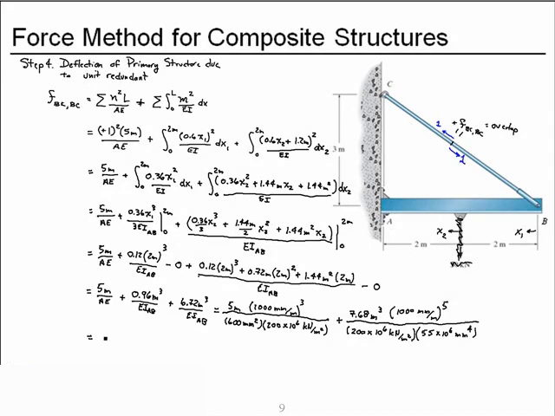And so we have 0.042 millimeters per kilonewton is the contribution from the normal force in member BC, and a 0.698 millimeters per kilonewton is the contribution from bending in the beam AB. So a combined 0.740 millimeters per kilonewton. It is a positive quantity, which means when the redundant is tension, we get an overlap.